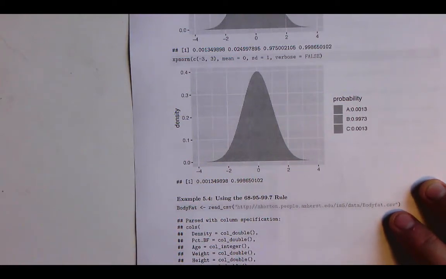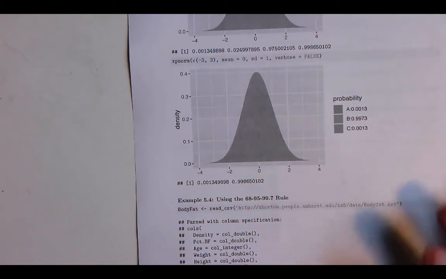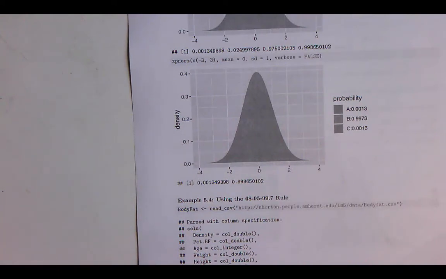Again, practice is really helpful for the 68, 95, 99.7 rule. That'd be my advice for this chapter.